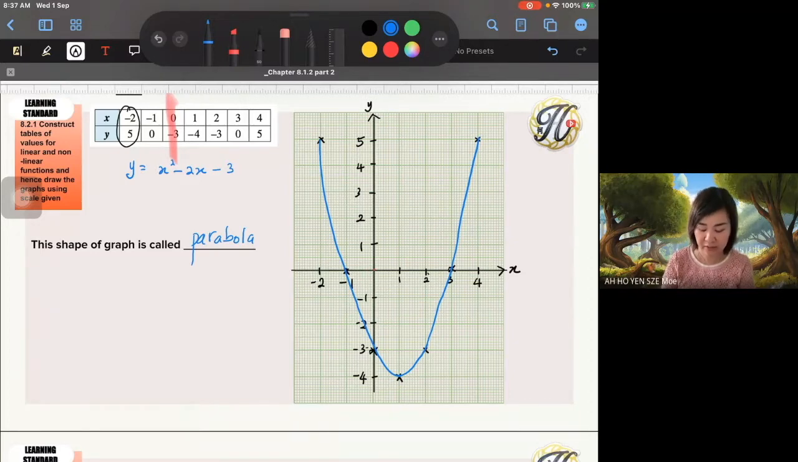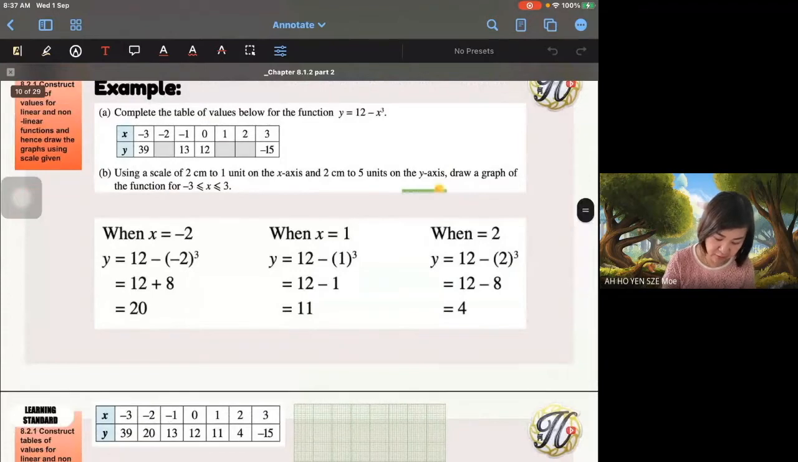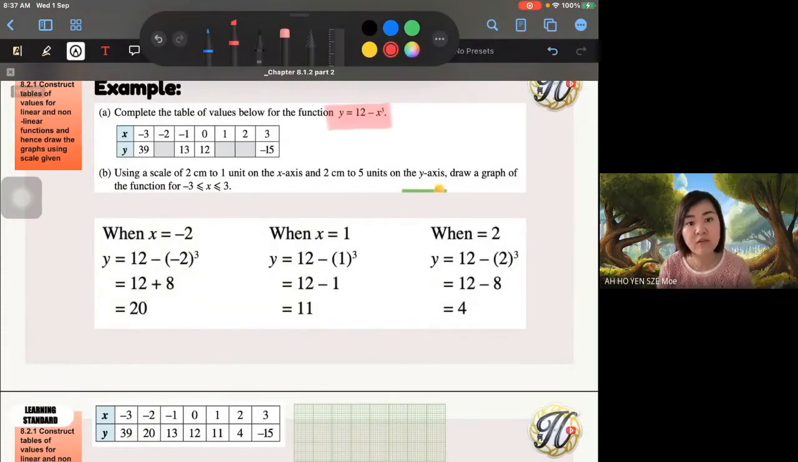Nonlinear, quadratic. Linear must be a straight line. You can see the function here. This is 12 minus x cubed, x to the power of 3. This is another type of graph. When x is to the power of 3, then the shape will be different. So I don't want to explain this anymore, just fill up this one and this one.